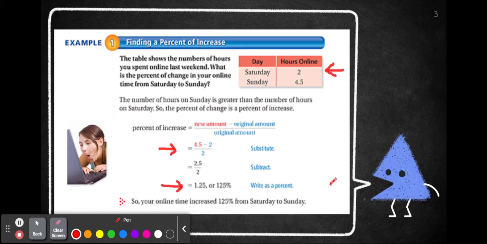But remember, we're solving for a percent. The number you got is a decimal, so you would move the decimal from 1.25 two places to the right, which is the same thing as multiplying by 100, and then you would put your percent symbol. So 1.25 is the same as 125%. So your online time increased 125% from Saturday to Sunday.